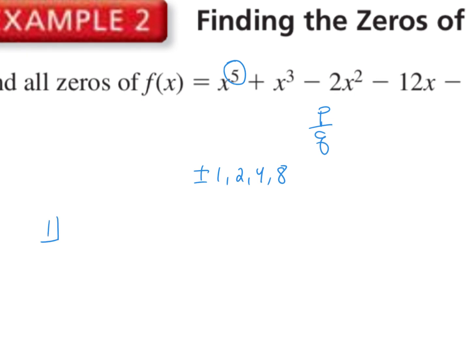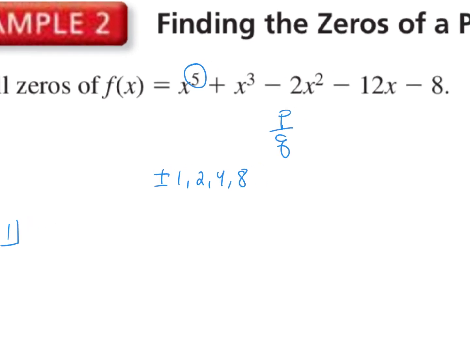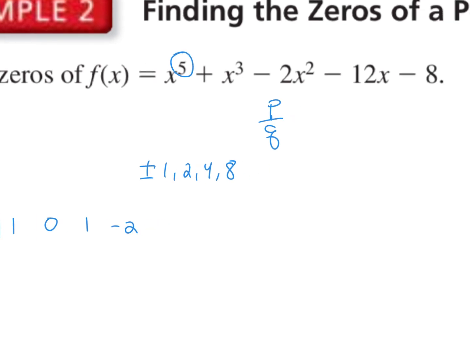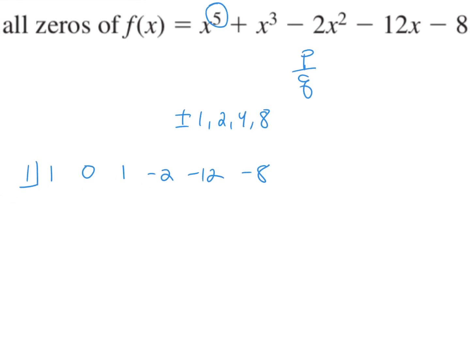When we do our synthetic division, guys, you write out the coefficients. Remember, everything has to be accounted for. So if x to the 5th is my highest exponent, what is the coefficient of x to the 5th? 1. What is the coefficient of x to the 4th? 0. There isn't one, but you have to have a placeholder. So then x cubed would be 1. Coefficient of x squared is negative 2. Coefficient of x is negative 12. And then your constant is negative 8. Everybody agree? All right, so let's bring down our first term and synthetically divide.